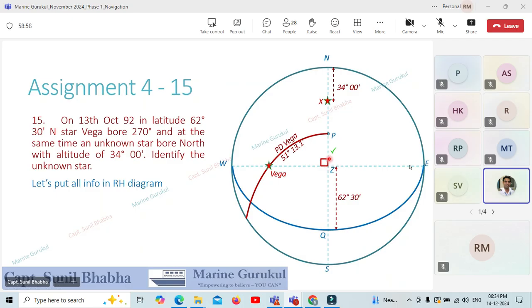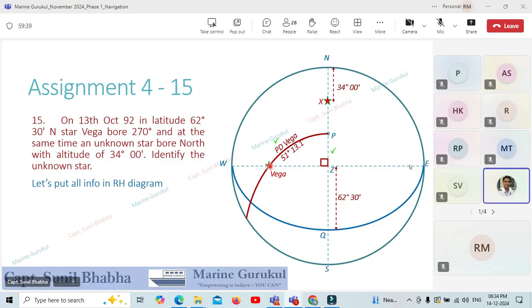And in this triangle, we know the side PZ, Papa Zulu side. It is the co-lat of the observer, or 90 minus latitude of the observer. The latitude is 62 30, so 90 minus that is the side PZ. That's why it is shown with a green tick. Now we also have the P Vega side, which is the polar distance of Vega, 51 degrees 13.1, which we calculated earlier.